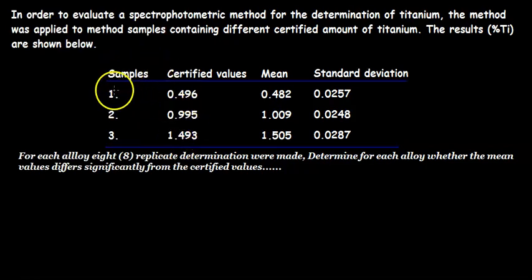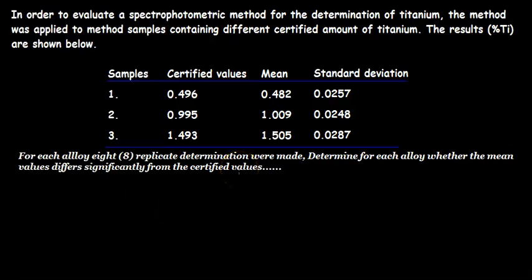Here we have the samples, which are 1, 2, 3, and here we have the certified values, also the mean, and the standard deviation. For the first sample, number 1, we have the certified value to be 0.496, the mean 0.482, and the standard deviation is 0.0257. What we are asked to find at the end is: for each alloy, 8 replicate determinations were made, and we are asked to determine for each whether the mean value differs significantly from the certified value.